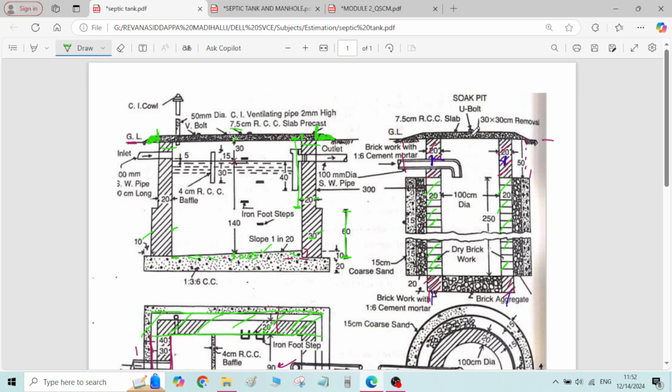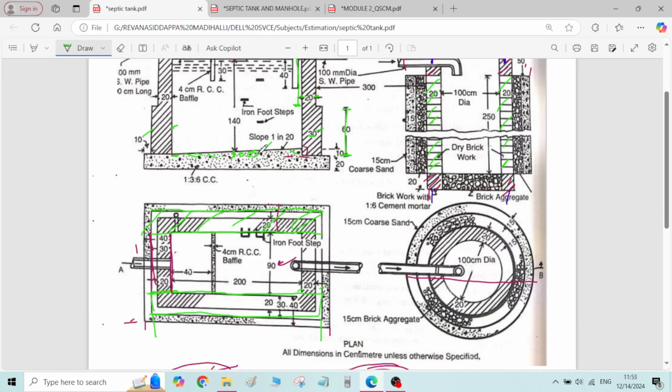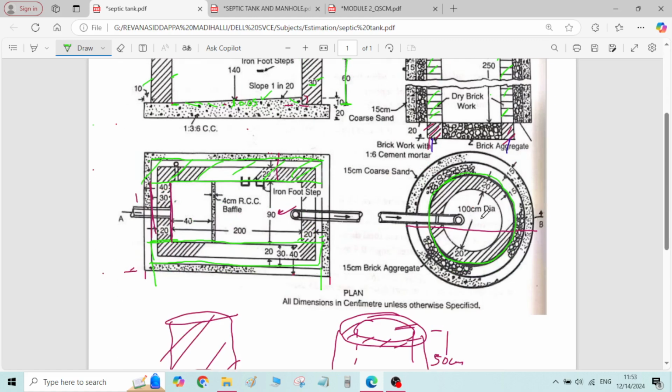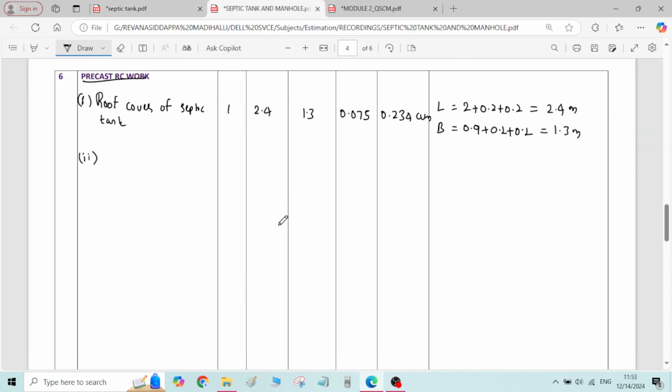Similarly, we have to calculate the roof cover for the soak pit. It is a circular cover because the cross section is circular, correct? For this much portion it is provided. From here to here is the diameter. We will ignore this extra projection. So the diameter of the roof cover is how much? 100 plus 20 plus 20, 1.4 meter. So diameter D is equal to 1 plus 0.2 plus 0.2, 1.4 meter.